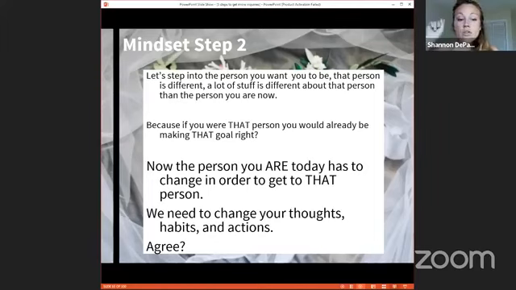So now the person you are today has to change in order to get to that person. We need to change your thoughts, your habits, and your actions. Who here agrees with me that these are three big things we need to change in order for you to become that person that hits that goal? Who agrees with me? Type yes in the comments below if you agree with me. This is a really big lesson I want everybody to learn.